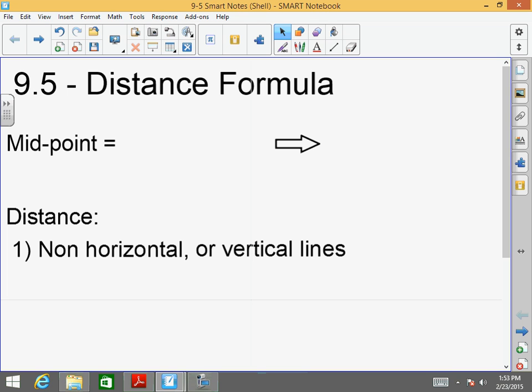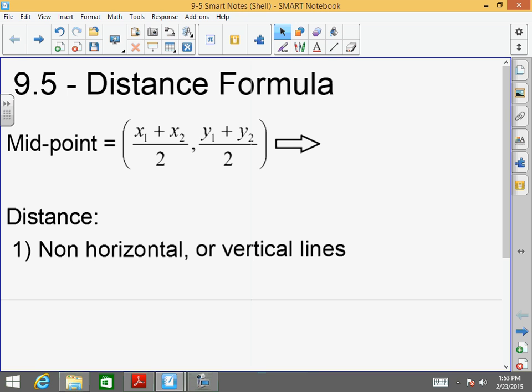Does anyone remember off the top of their heads the midpoint formula? Yes, sir. x1 plus x2 over 2, comma, y1 plus y2 over 2. Very good. The midpoint is a point. It is an x and y coordinate.